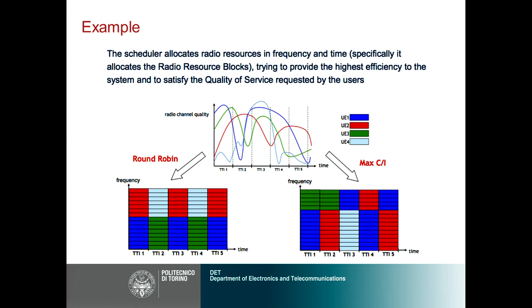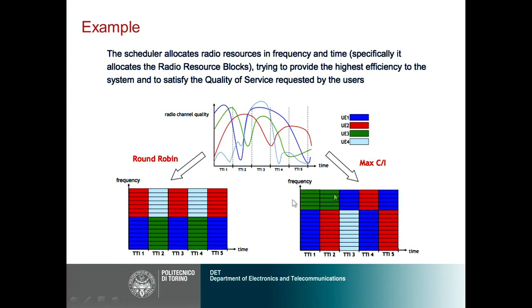Every TTI, the eNode B looks at which user equipment has the better channel and only schedules transmissions for those UEs. So during TTI 1, when I see that UE 1 and UE 3, the blue and the green, have the better channel quality, I only schedule transmission to those UEs, and I even give preference to the one that has the best channel quality, the blue one in this case. Then in the next TTI, I may see that the green and the red have the best, while the blue has a very poor channel. I will not schedule anything for the blue. So you see here the difference between the round robin and the max CI approach.